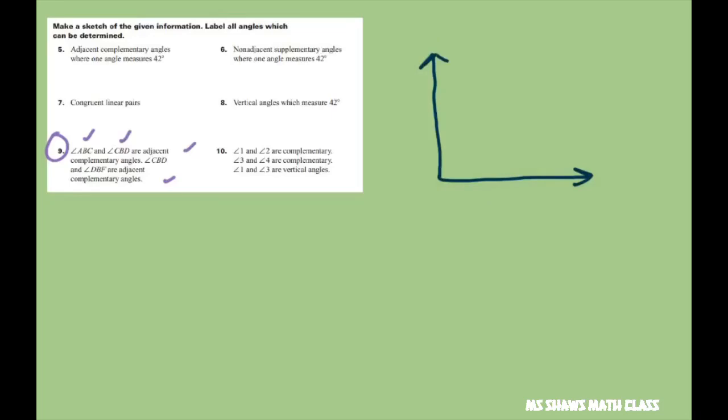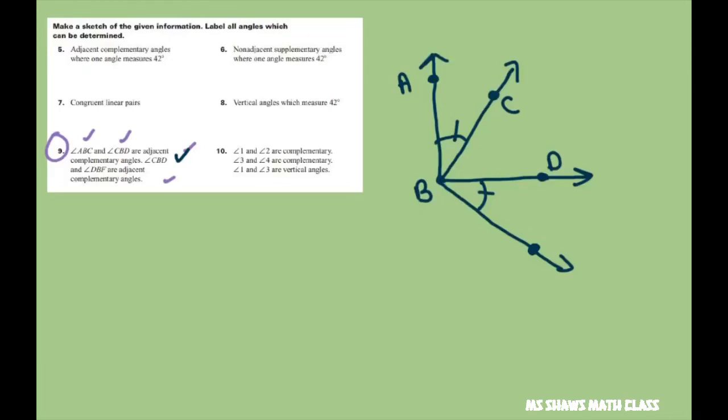All right, so we'll call this A, B, and I'll do this as C, and I'll call this D. So there's that. So I took care of that one. And BDF, so I'll move that here and call this F. They're adjacent complementary, so that means these two are congruent because they're adjacent complementary angles. All right, that's just one drawing. There's several ways to do it.